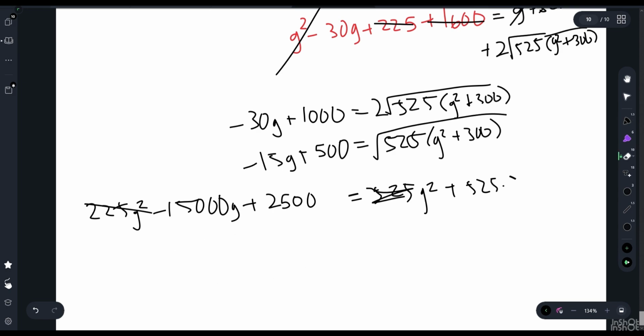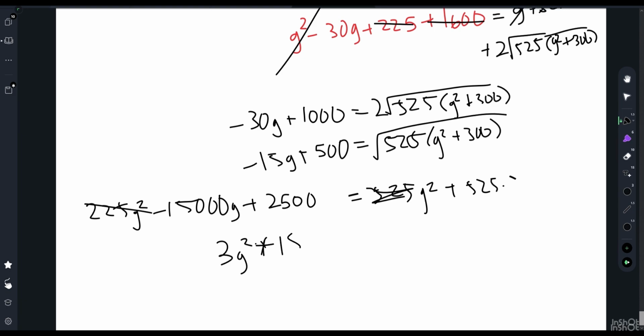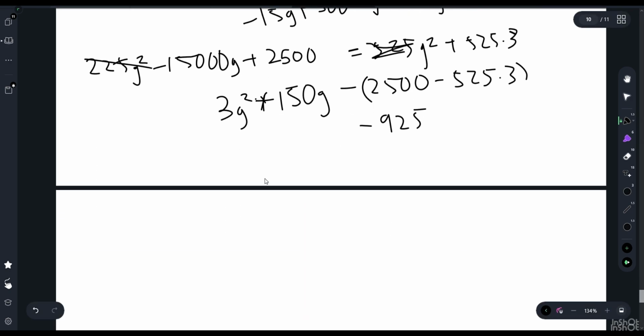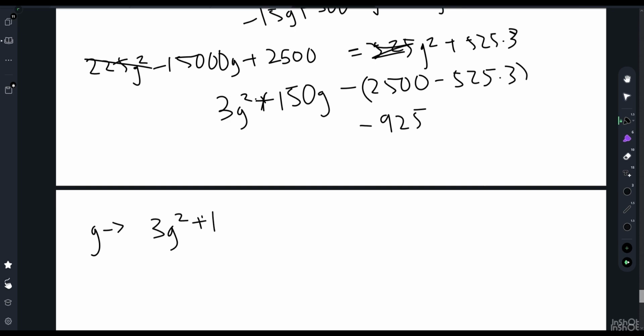So now we have 3g squared plus 150g minus 2500 minus 525 times 3. So now what is that? That's negative 925. So hold on, let me just add a page. We want to find g, since that g is the solution to 3g squared plus 150g minus 925 is equal to 0.